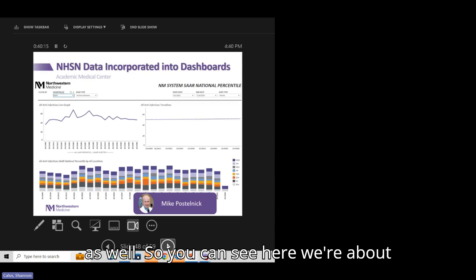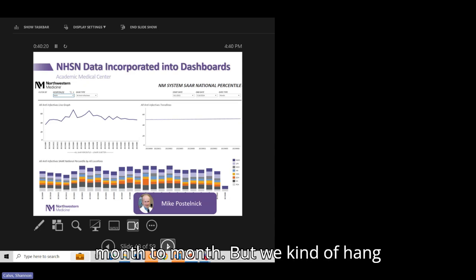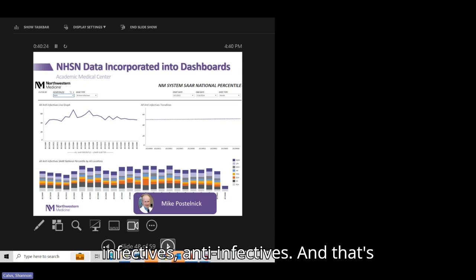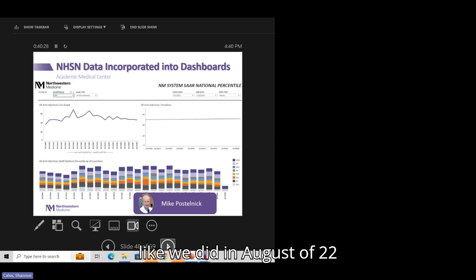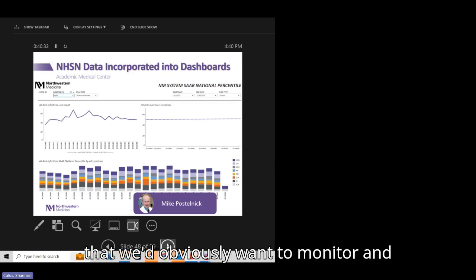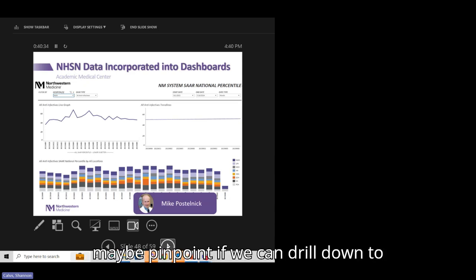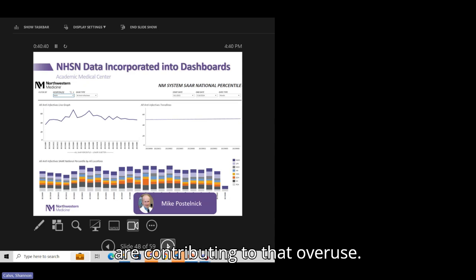So you can see here we're about at the median. It varies over time, month to month, but we kind of hang around that 50th percentile for all anti-infectives. And if we saw an increase like we did in August of 22, and that was persistent, that's something we'd obviously want to monitor and maybe pinpoint if we can drill down to specific agents or specific units that are contributing to that overuse.